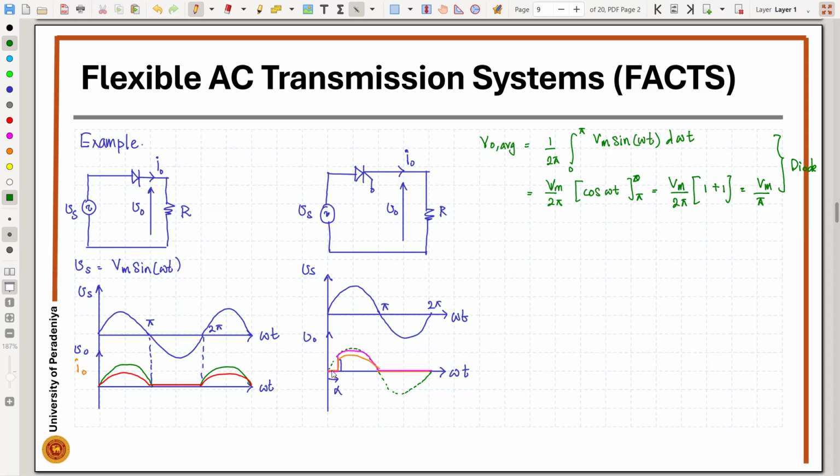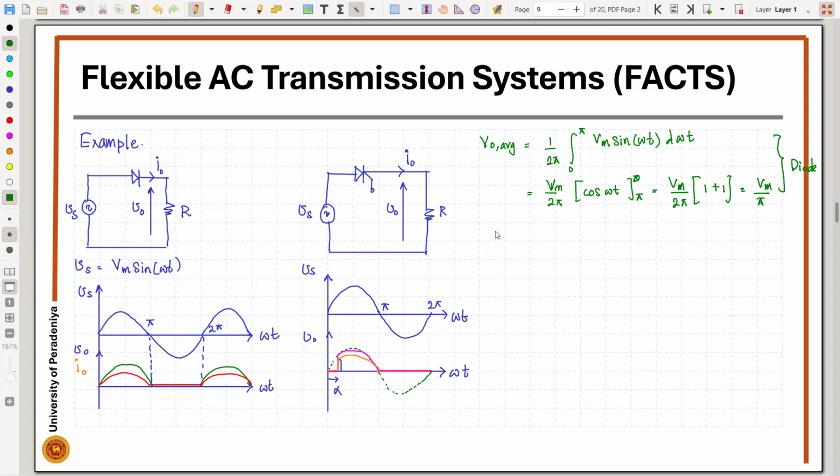Once it is conducting, there is no way to get the thyristor from the forward conducting state back to forward blocking state, no? No, we can't get it. It will conduct until the current is 0. Okay.